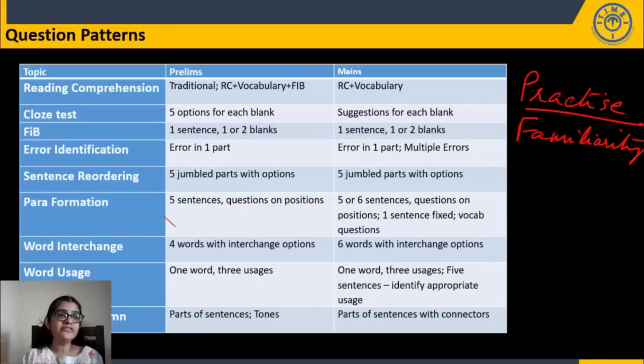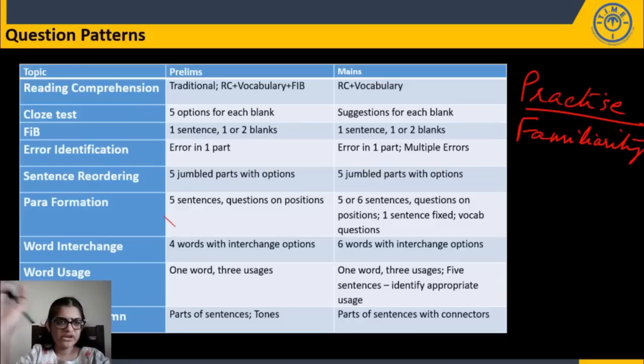And we are living in an increasingly knowledge-driven, data-driven world. So there is no end if you start discussing the importance of comprehension. Okay, now in the prelims exams, the patterns that we have been witnessing are the traditional model.